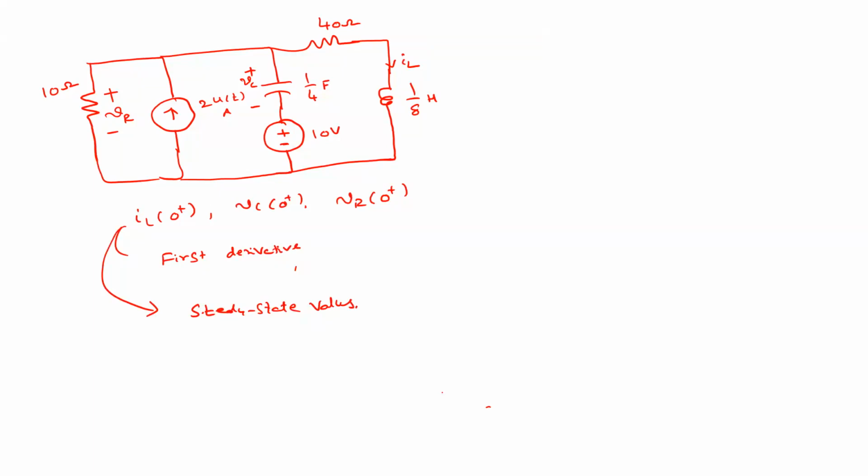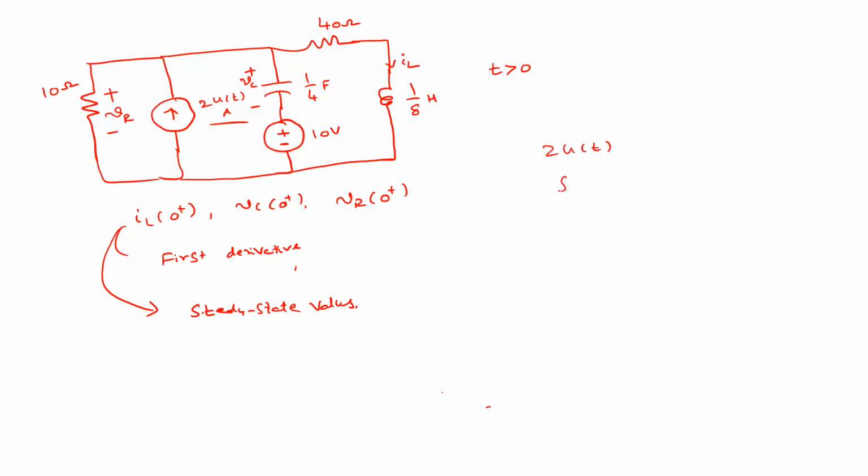Some of you may be confused about one thing. Just listen. For example, you have 2 into E of t. What is the equivalent circuit for t greater than 0? So this thing is open circuited or short circuited? Open circuited, right? What is the meaning of 2 into E of t?